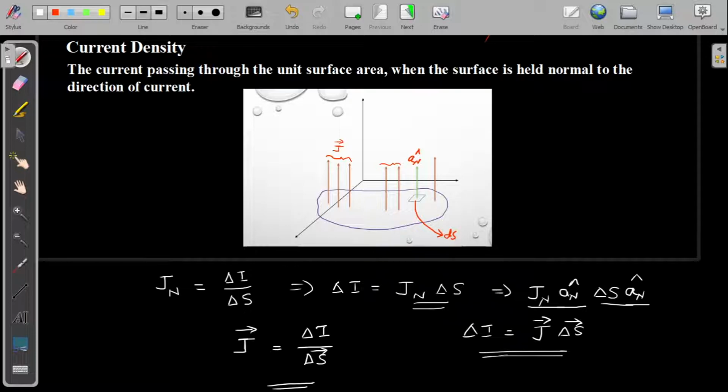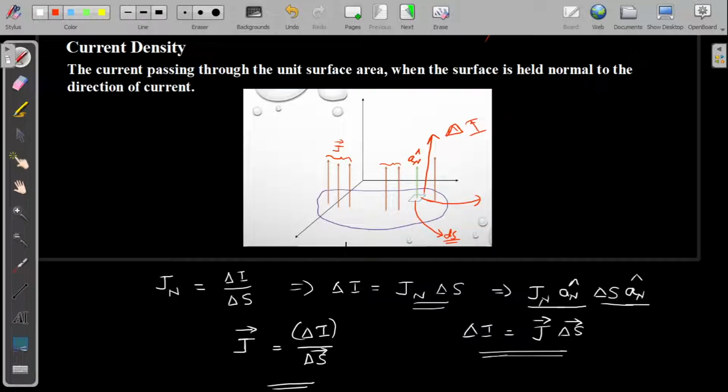Now, what is this delta I? This delta I is only the current which is coming through this small surface. I have noted it as ds, which is further small. So the small incremental surface is this, and delta I is only the current coming out of this particular surface. Is that clear? So this is delta I.